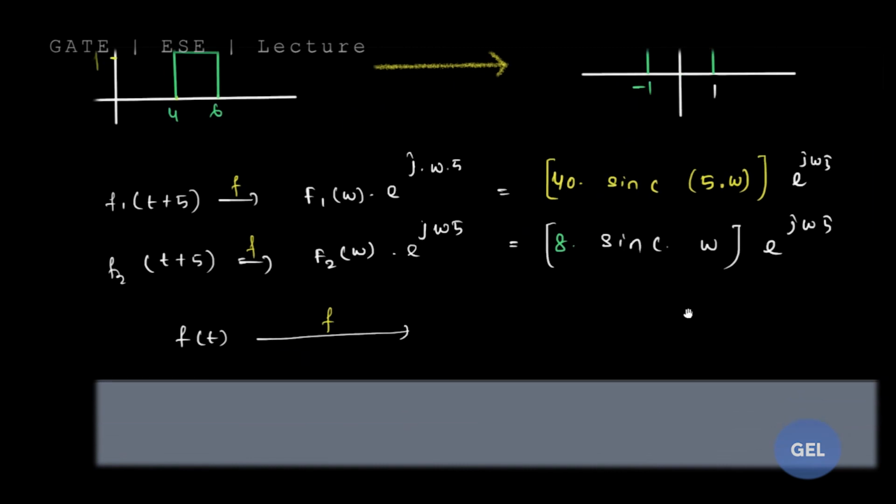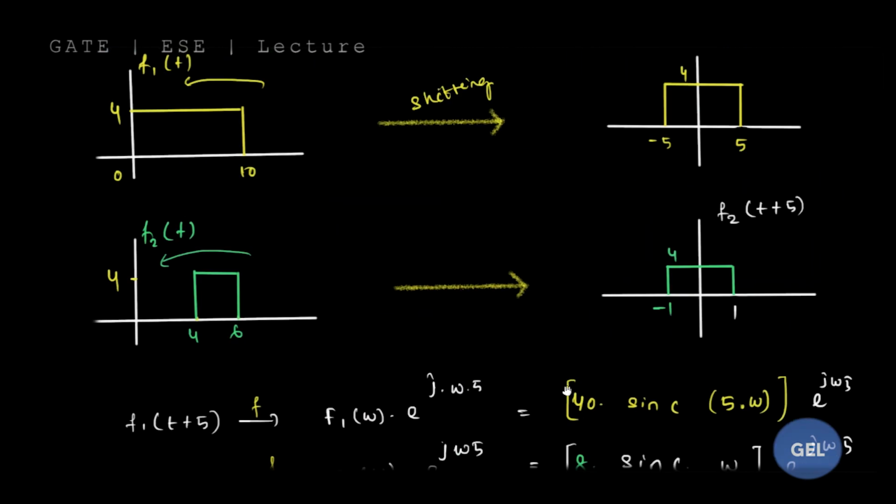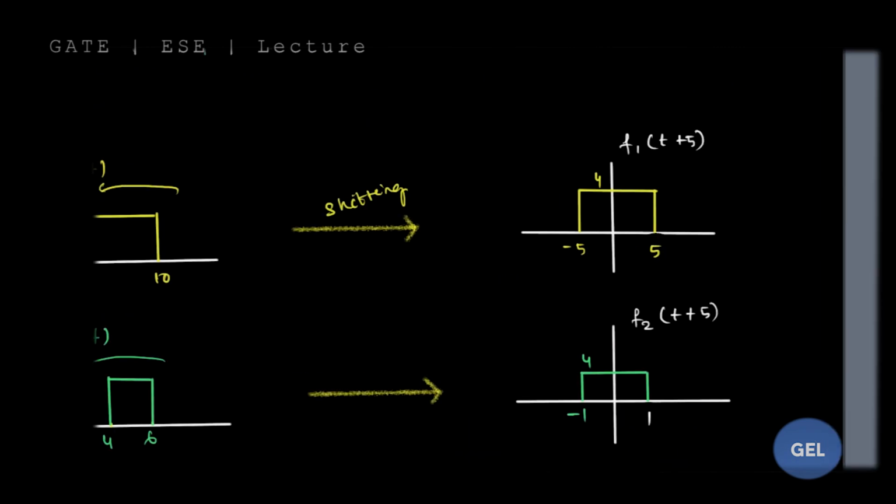Clear? Now the entire Fourier transform will be the addition of these two, because Fourier transform does obey the linear property. 40 sinc 5 omega plus 8 sinc omega. Clear? This is your answer. This is the best way of solving this kind of question quickly.